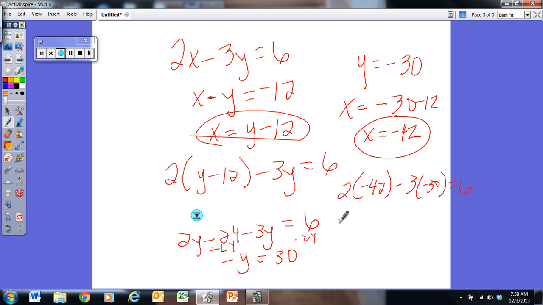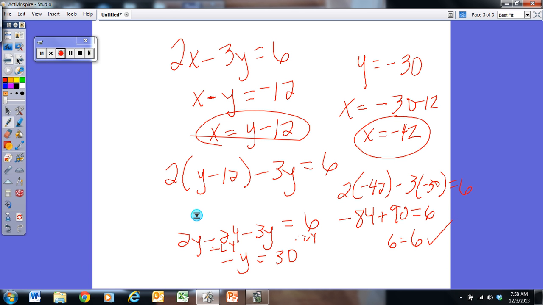2 times negative 42 is negative 84. Negative 3 times negative 30 is plus 90. And negative 84 plus 90 does equal 6. So it works. Check. We did that correctly. What else? That's pretty much all there is to know about substitution. You get one variable by itself, plug it in for the other variable.